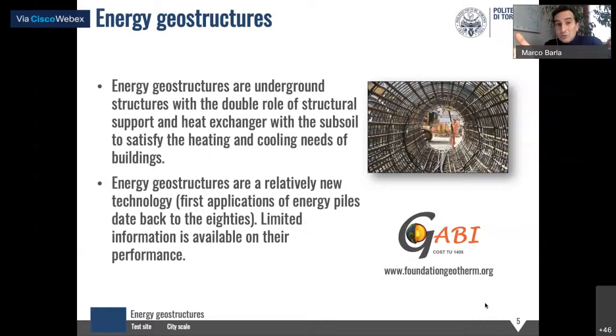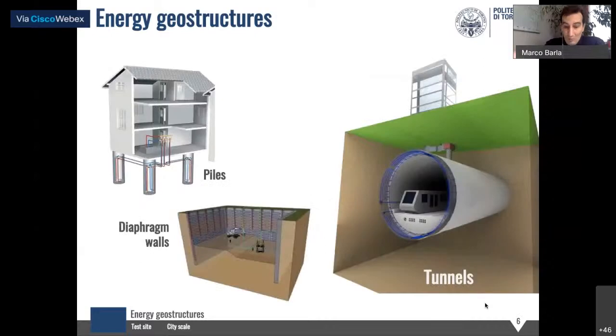As it's written here, it's a relatively new technology in the sense that it's not so new, because for many years people have been trying to do things like this. However, it's not that much out in the field. The applications that you find, you can count them, but they're not even as many as we have in shallow geothermal energy. Piles of a building can be thermally activated. These are the ones that started in the 80s, and we have more applications with respect to other energy geostructures, diaphragm walls, and tunnel linings. So all kinds of structures that interact with the ground can, in principle, be thermally activated to save a little bit of drilling cost. That's the main idea.